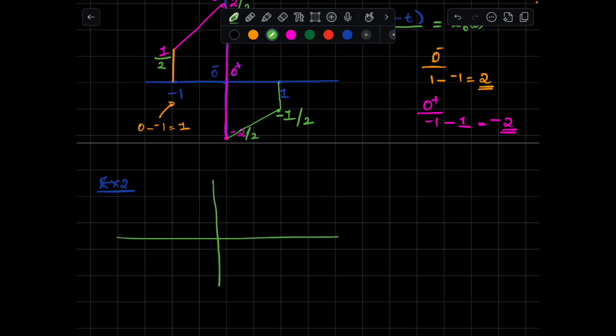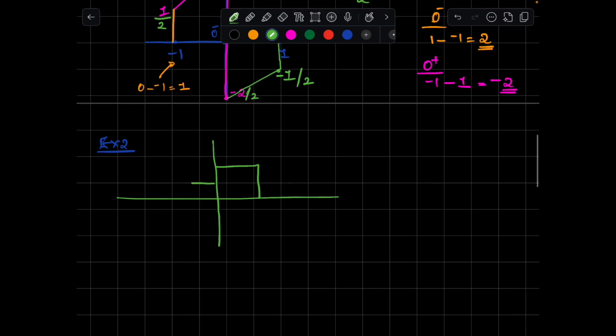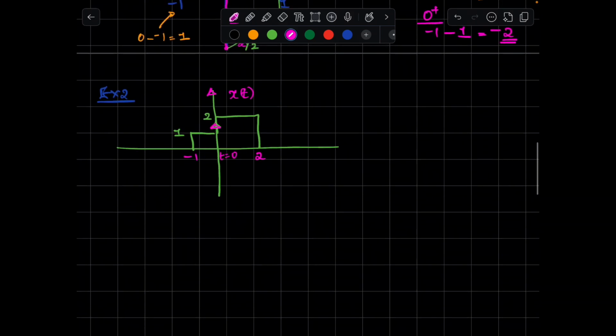I can say this is also something like this, and this is having a step part, so this is 1 and this is 2. Again you see there is a sudden jumping. So whenever there is a sudden jumping, you have to consider what happens at 0 minus and 0 plus. So this is at t equal to 0. So this is your x of t. To separate the even and the odd part, you can see that this signal is neither even nor odd, right? So we want to separate out the even and the odd part.